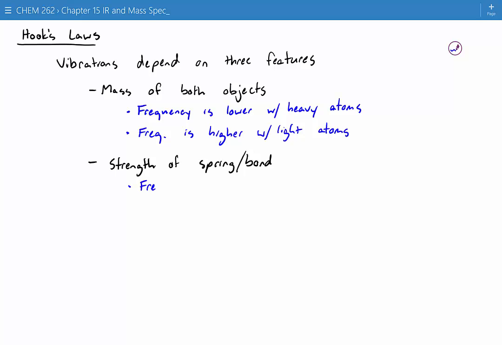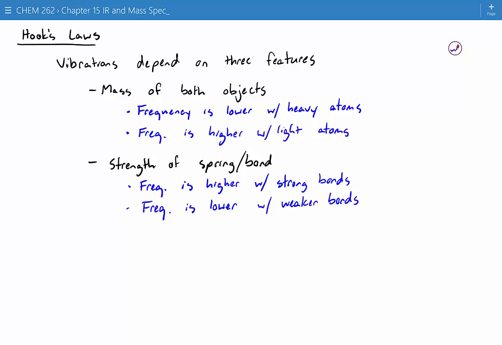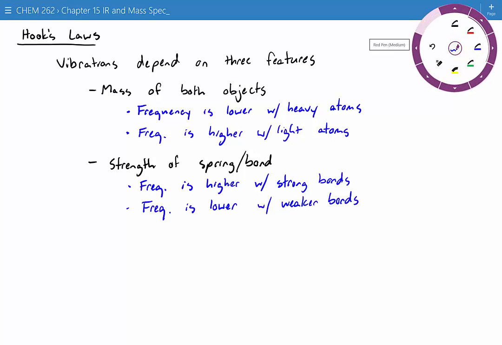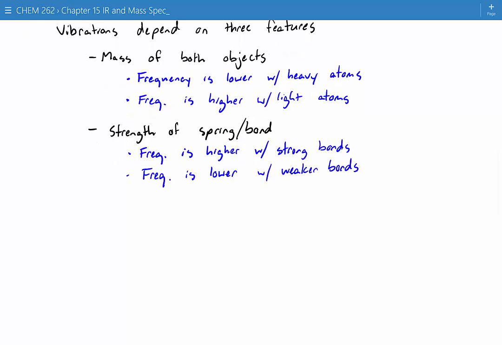So frequency is higher with strong bonds. And conversely, the frequency is lower with weaker bonds. All right, and then the very last one is actually looking at the length of the bonds, or the length of our spring. Length of the spring or bond.